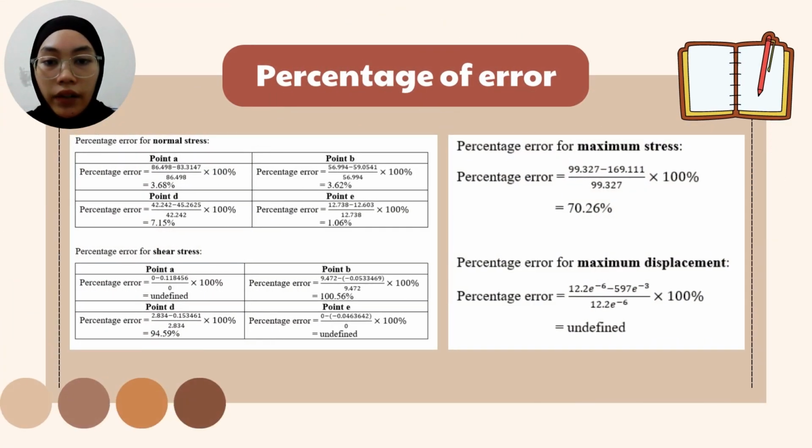This is the percentage of error. For normal stress, the maximum that we get is 7.15%, while the minimum we get is 1.06%. For shear stress, the maximum that we get is 100.56% and the minimum is undefined. This is due to mistakes while conducting the ANSYS simulation and also the theoretical calculation. Next, maximum stress is 70.26% and lastly, maximum displacement is undefined. This is also due to mistakes in conducting the ANSYS simulation and theoretical calculation.